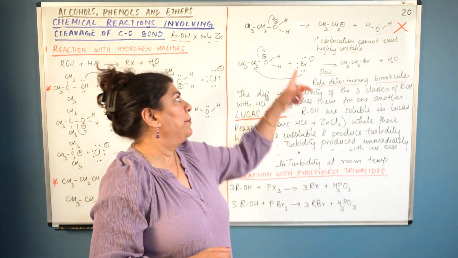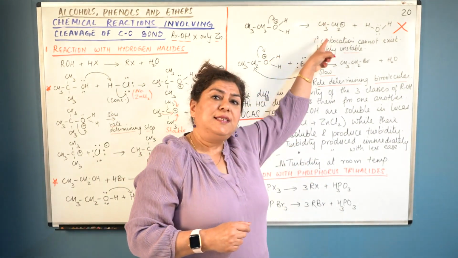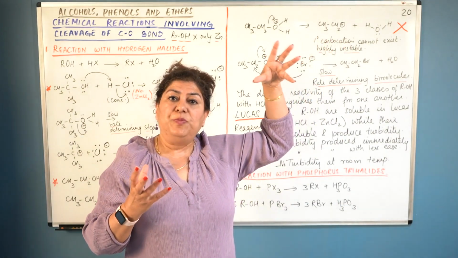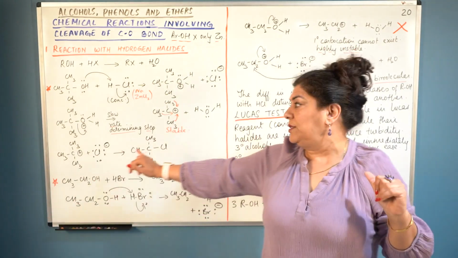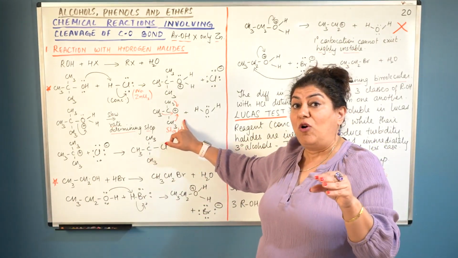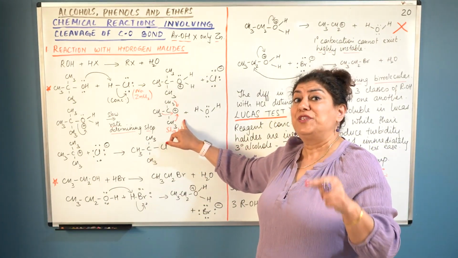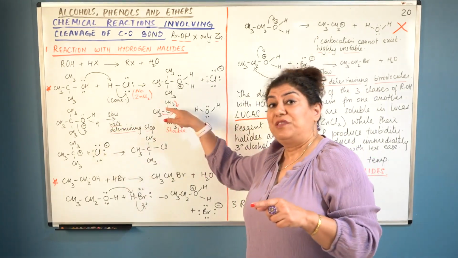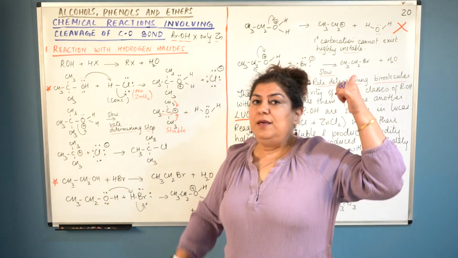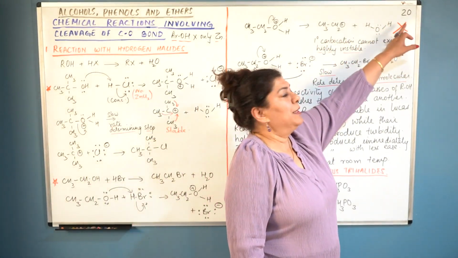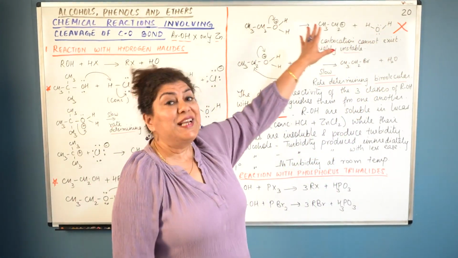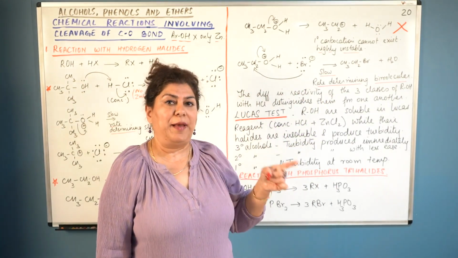The same thing happens, that such an unstable intermediate is not formed. The tertiary carbocation here was formed because, although it is an intermediate, it was pretty stable. So the reaction was favored in this direction. Here, the reaction is not favored. So I put a cross here. This is what we would expect, but this is not what happens.